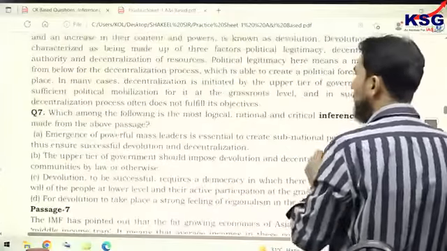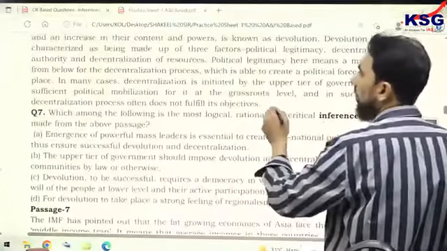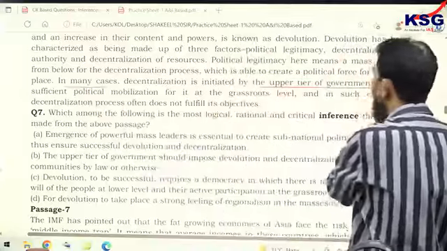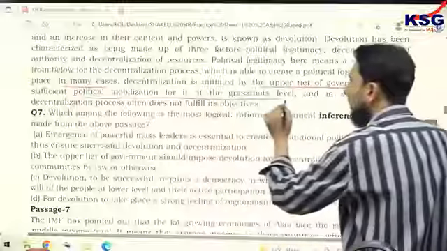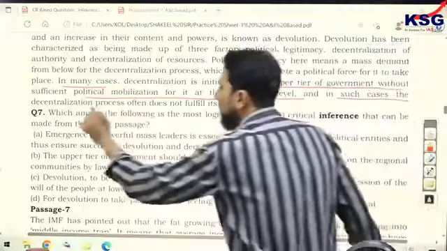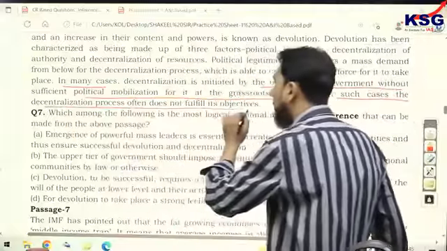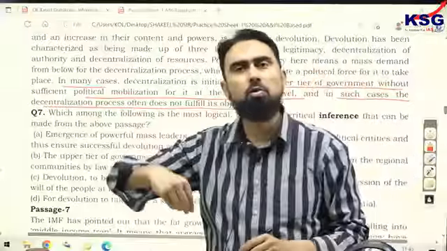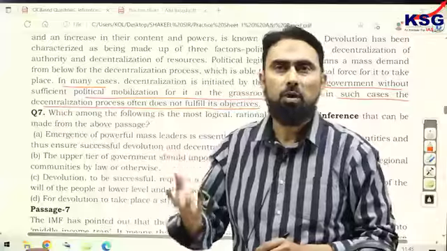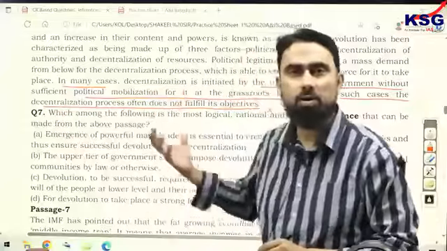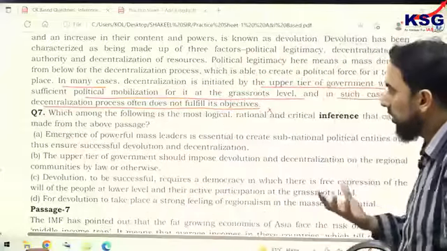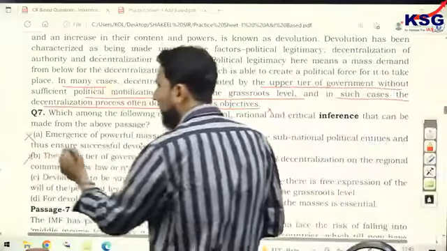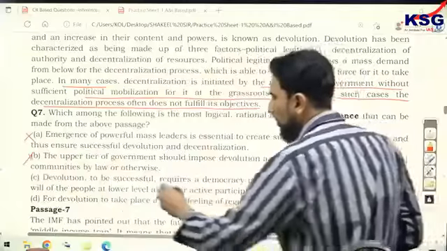Whereas in the last sentence, the author has said, in many cases, decentralization is initiated by the upper tier of government without sufficient political mobilization for it at the grassroots levels, and in such cases the decentralization process often does not fulfill its objective. So it often fails, because it is being imposed from the top, not demanded from below. So the main characteristic of devolution mentioned here is that there should be a demand from the masses. So option B is just anti. Option A was wrong only because of essential. Option C is the correct answer.